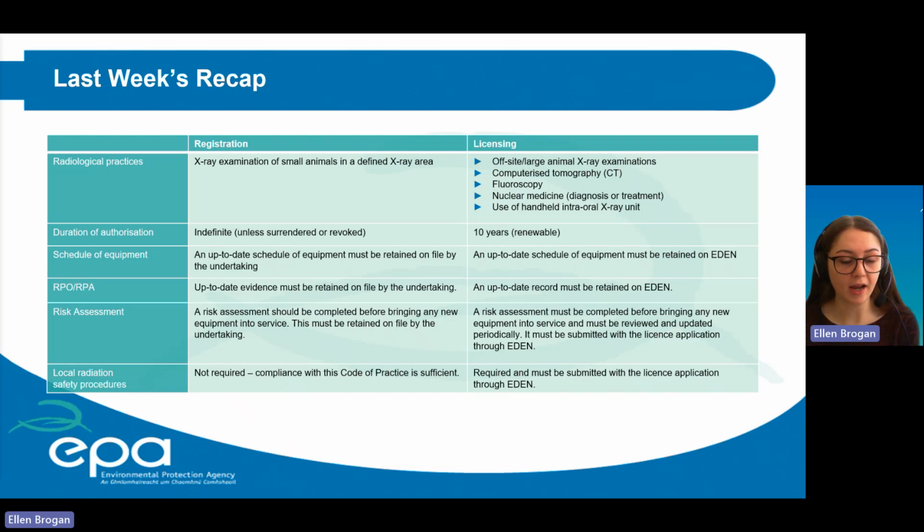And radiation safety procedures, they're not required for registrants. So the code of practice on the application of ionizing radiation regulations in veterinary medicine is generally sufficient, but licensees must create their own local radiation safety procedures, which are in line with the risk assessment.